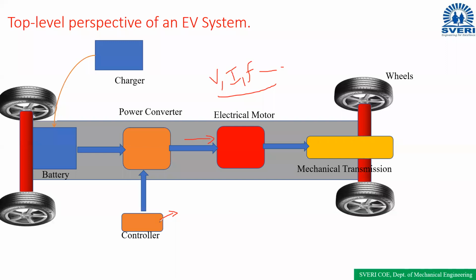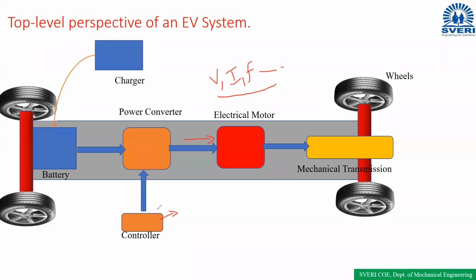So by designing the controller circuits, the controller will take the feedback signal, maybe speed or voltage. The sensors will give the signals to the controller circuits, and these controller circuits will generate the command to the power converter.